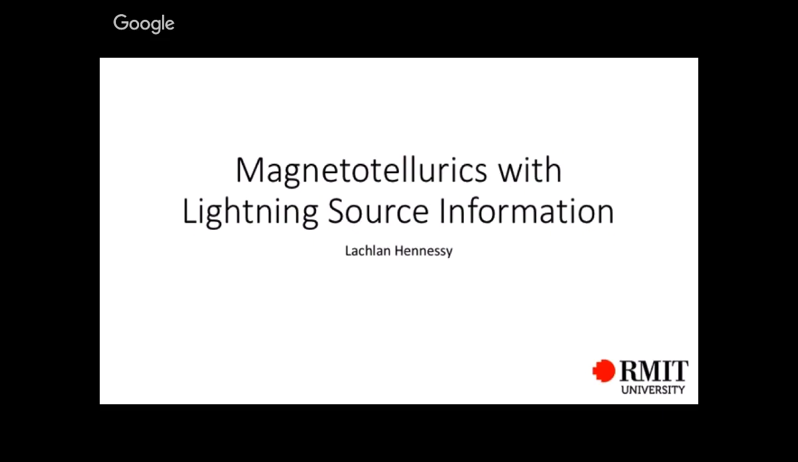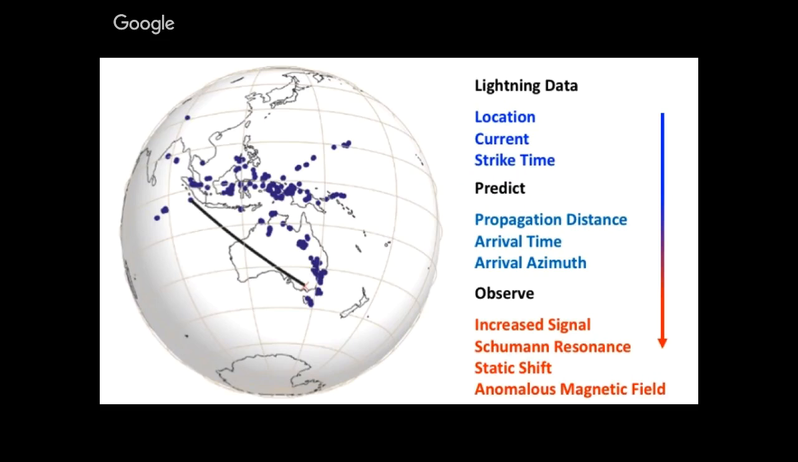Hi, I'm Lachlan from RMIT University, doing a PhD with James McNair, and the topic is audio frequency magnetotellurics with lightning network data. There's a variety of commercial networks that are detecting where and when lightning is occurring globally 24/7, and they're also giving us the current in the lightning strike. Here we can see a bunch of lightning strikes occurring, and I've drawn a propagation path between one lightning strike here and our survey site down near Heathcote, Victoria.